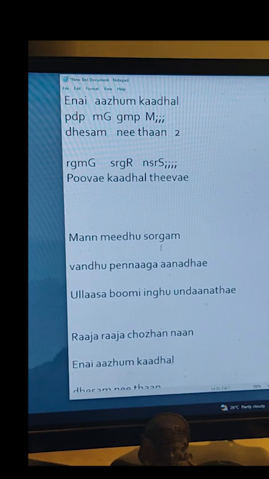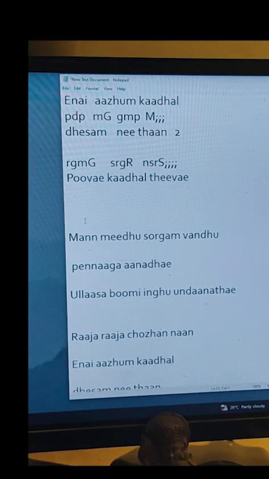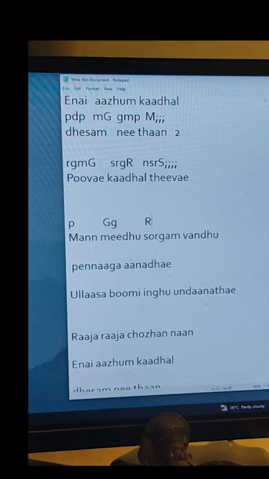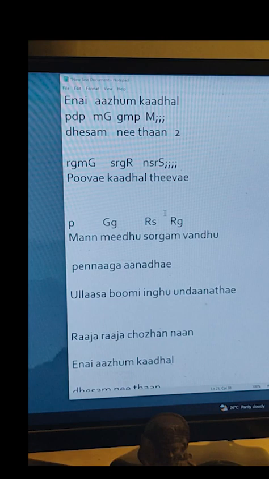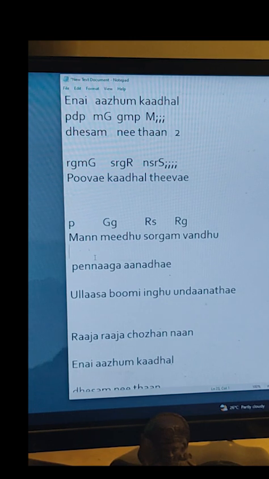Man meedu sorgam vandhu. So let me put this in one line. Pa sa pa pa ga ga ri sa ri ga man meedu pa ga ga ri sa, ha pa ga ga ri sa, ri ga, pennaagaanadhe, pa ga ga ri sa ga.